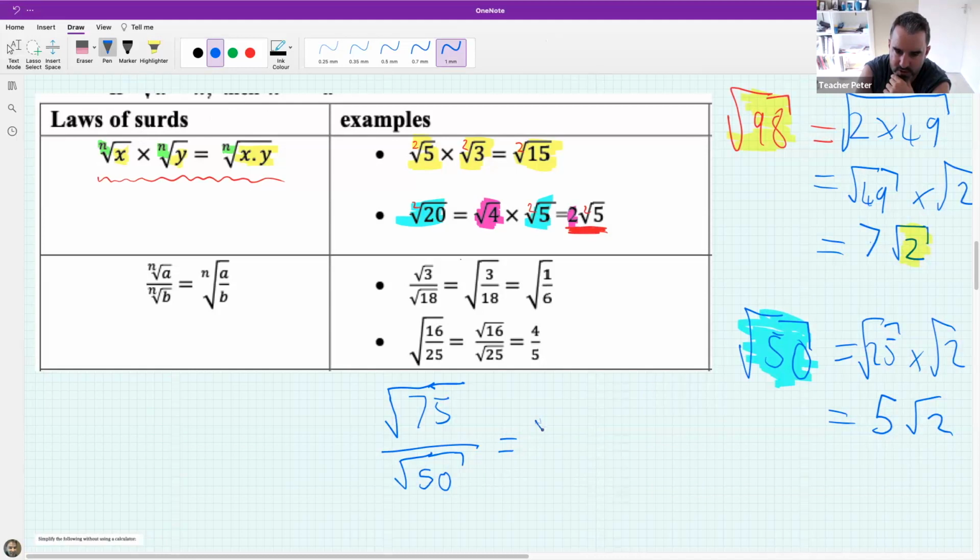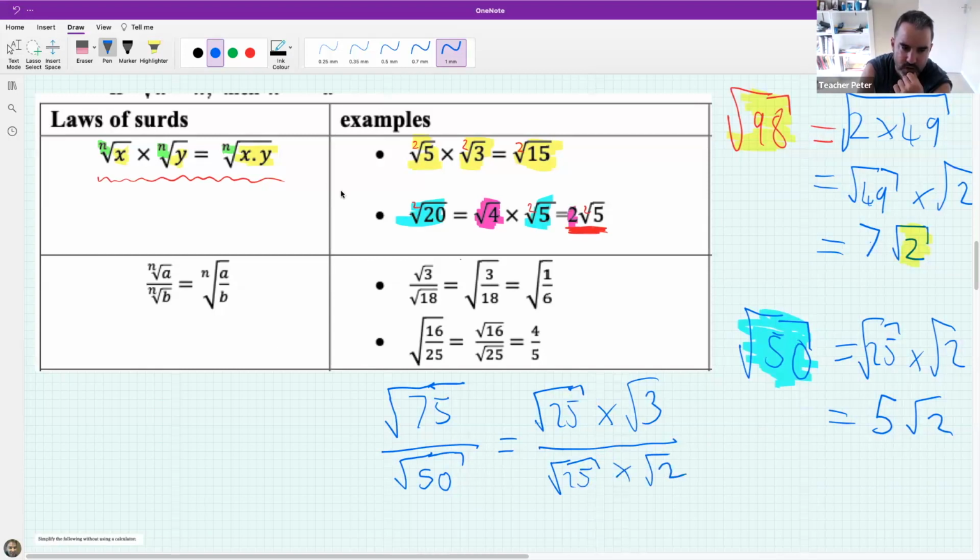I think we can say for 75, square root 25 times square root 3. And what are we going to do on the bottom here? What can we do with the square root 50? Well, didn't we just work that out? That was square root 25 times square root 2. But now square root 25 is just going to be 5. And 5 over 5 will cancel. And so my final answer is just going to be square root 3 over square root 2.